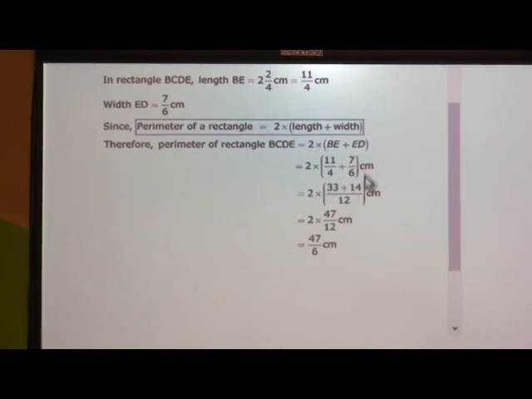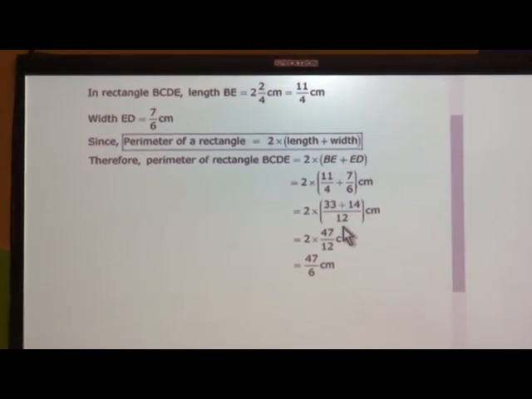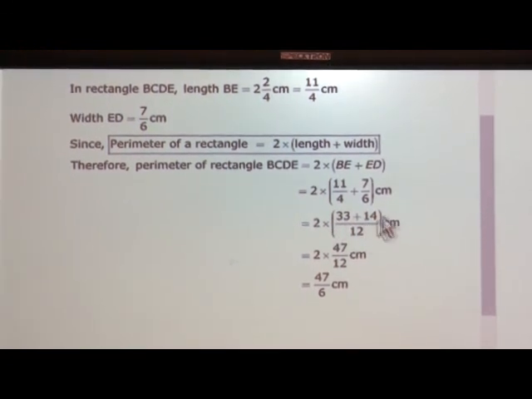I had not removed the bracket because first I have to solve every bracket first. So by getting 12 as a denominator, by taking the LCM, we have to find out what the numerator will be. To get 12 we multiply 4 by 3. So 11 3s are 33, and 7 2s are 14. Again I put these numbers as a fraction in the bracket. So first I will solve this addition, that is 33 plus 14, that is 47 upon 12.